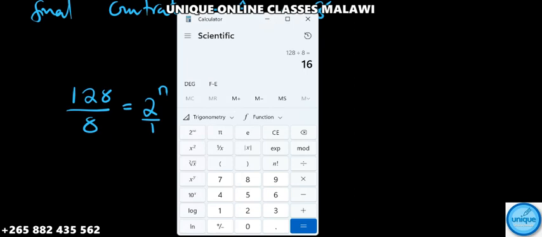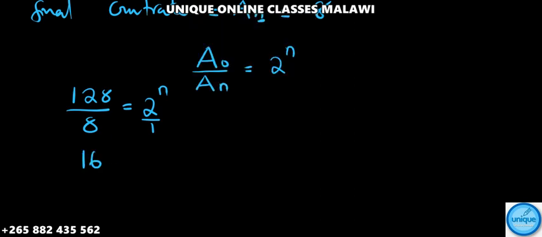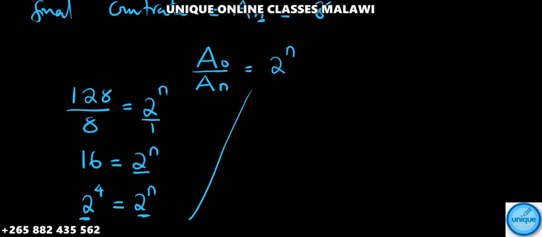So we have here 16 is equal to 2 raised to the power n, and we should write 16 in terms of base 2. So 2 raised to the power 4 is equal to 2 raised to the power n, and the bases are the same. If the bases are the same, then the powers are also the same. So we have n is equal to 4.